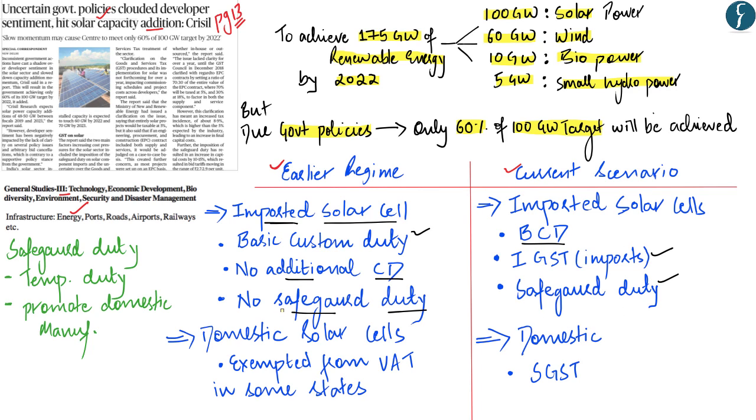Now in July 2018, the government has imposed a safeguard duty of 25% on all imported cells and modules. This was done in order to promote the domestic manufacturing of the solar cells or modules.